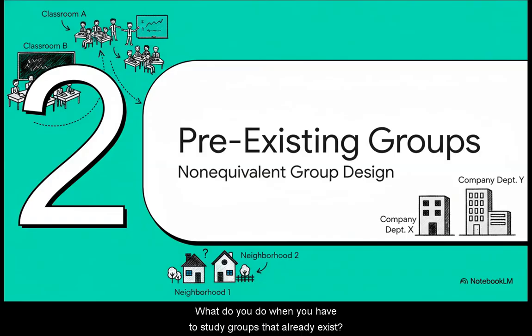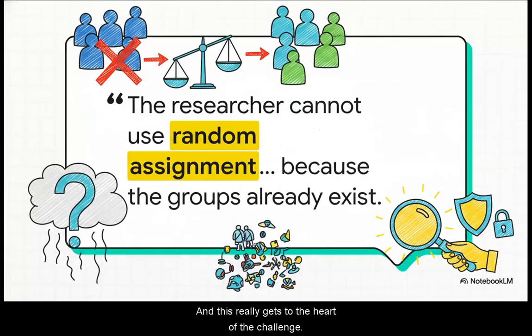All right, let's dive into a really common problem. What do you do when you have to study groups that already exist? I'm talking about comparing two different classrooms or two departments at a company or even two neighborhoods. How can we learn from them when we can't control who's in which group? This is where something called the non-equivalent group design comes into play. And this really gets to the heart of the challenge. Because the groups are already formed, researchers can't use that gold standard of randomly assigning people. And that's a big deal because it means the groups might be different from each other in really important ways from the very beginning, which could totally throw off the results.